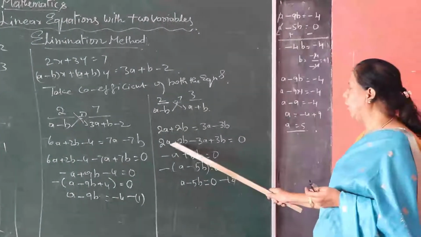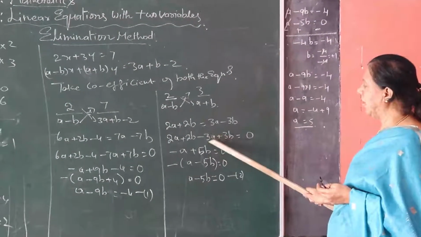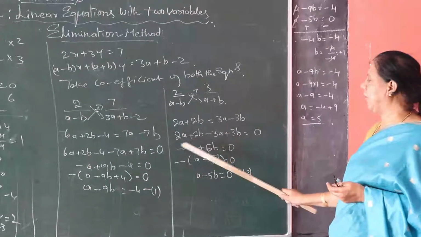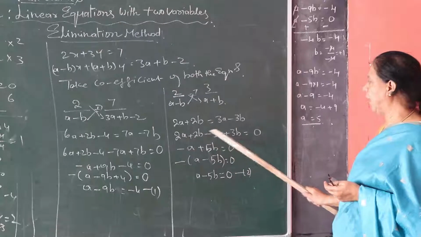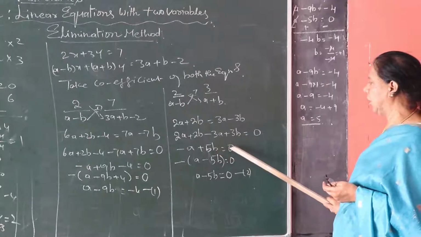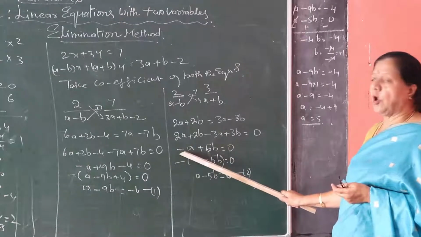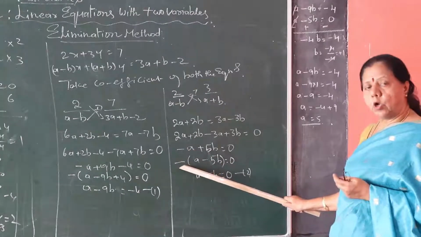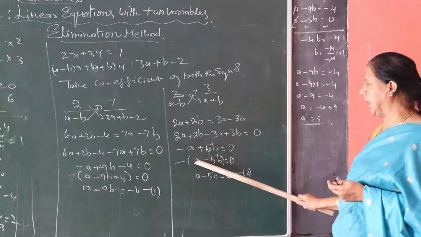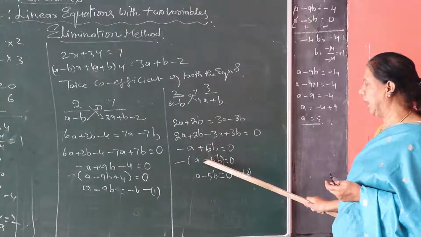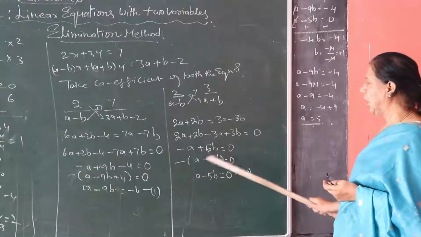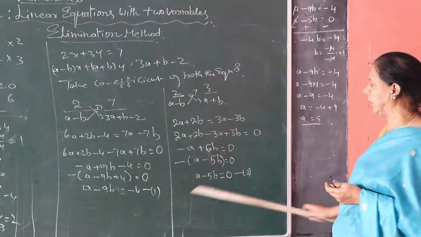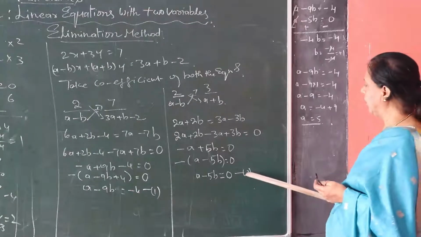Now 2a minus 3a, the greater number sign is minus. So that is 3a minus 2a, 1a, plus 2b plus 3b, 5b is equal to 0. So at the beginning of the term having a minus value, take minus as common. Minus into minus, plus a, minus into plus, minus 5b is equal to 0. Take this out: a minus 5b is equal to 0. Two equations, equation number 1, equation number 2.